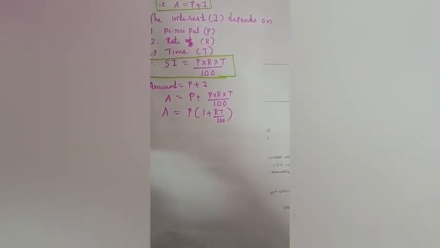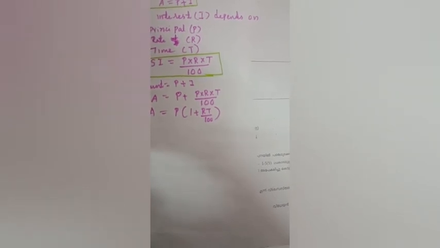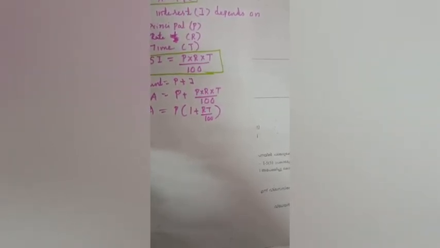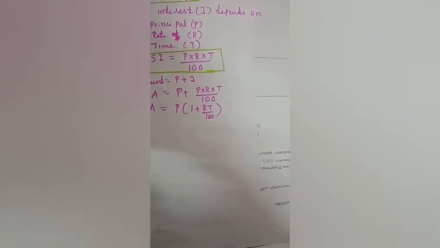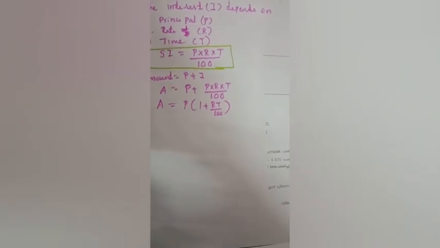Then if profit percentage is given, how to find SP. SP is equal to 100 plus gain percentage by 100 into CP. If there is loss, then SP is equal to 100 minus loss percentage by 100 into CP. In the same way, CP is equal to 100 by 100 plus gain percentage into SP, and CP is equal to 100 by 100 minus loss percentage into SP. And discount: what is MP, how to find MP, how to find SP. In the same way, you have to write all the formulas together on a page.